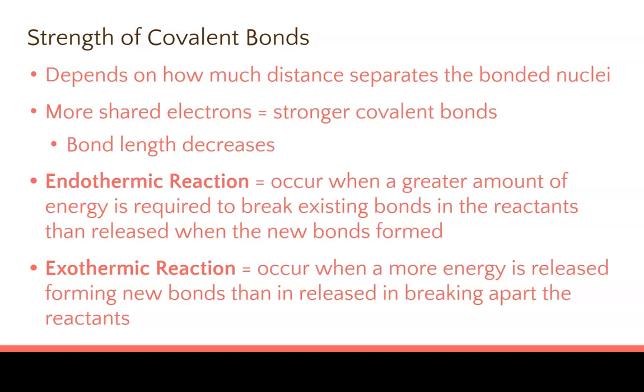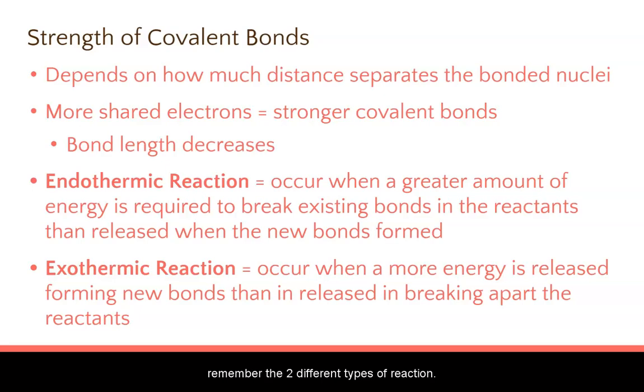The strength of the covalent bonds is dependent upon the distance that separates the bonded nuclei. The more shared electrons, the stronger the covalent bond, and the bond length decreases. So a single bond has a very large bond length, a double bond has a shorter bond length, and a triple bond has a very short bond length.